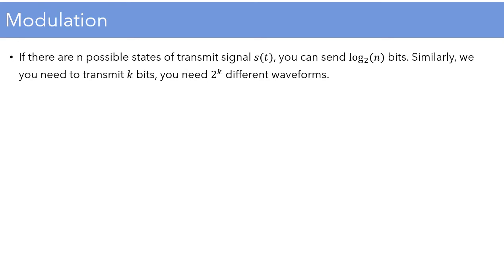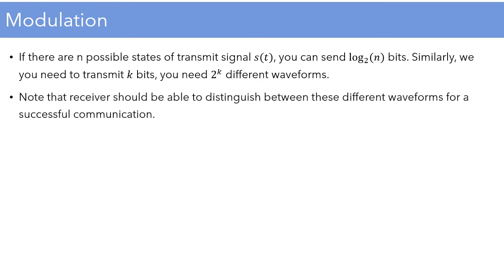Similarly, if you need to transmit k bits, you basically would need 2 to the power k different waveforms in each slot. Or of course you can send them one by one, then you only need 2 waveforms, but it will take longer time. Again, the receiver should be able to distinguish between these different waveforms for a successful communication. If the receiver cannot distinguish them, then it will treat both signals as one. It's not able to find whether it was 0 or 1.